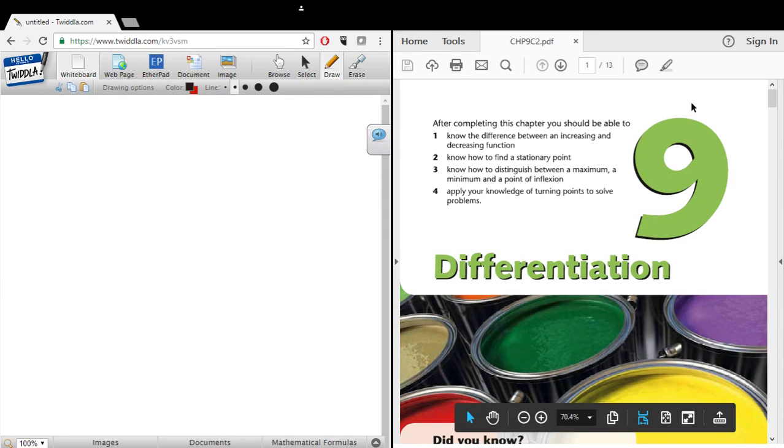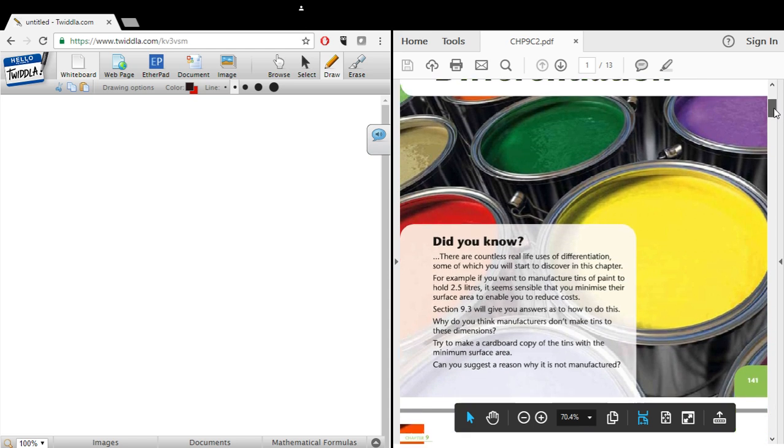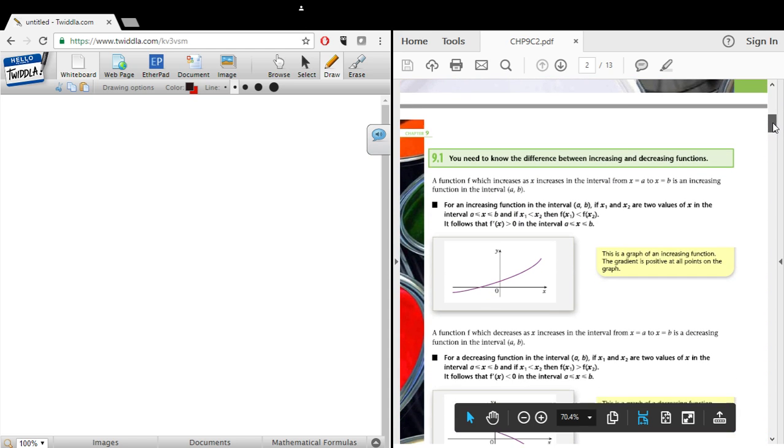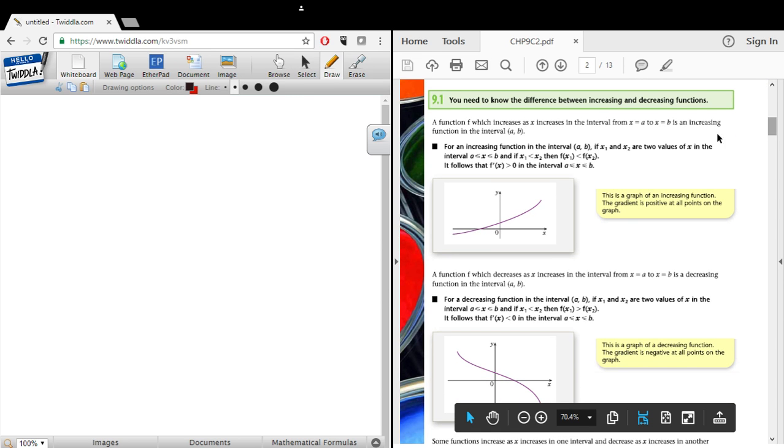We previously met differentiation at the end of C1 where we simply went over how to actually differentiate. But now we're going to start talking about how we can apply some of those methods and appreciate differentiation a little bit more. 9.1. You know the difference between increasing and decreasing functions.